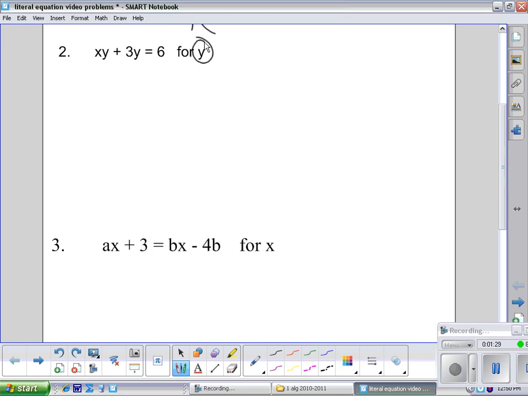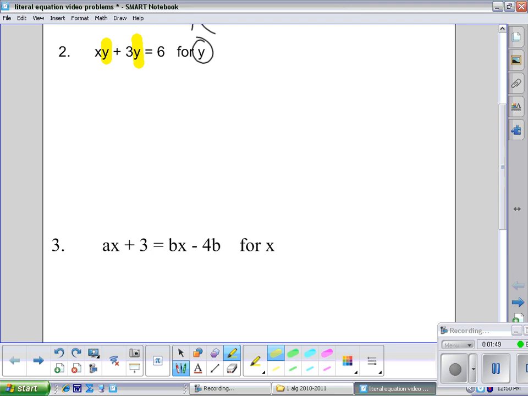So we're solving for y, but there's a problem here. When you're solving for y, you might be asking yourself, which y are we supposed to be solving for? And how do we do that? You see there's a y in the first term, it's xy. There's also a y in the second term. So you may be thinking, well, what do I do now?